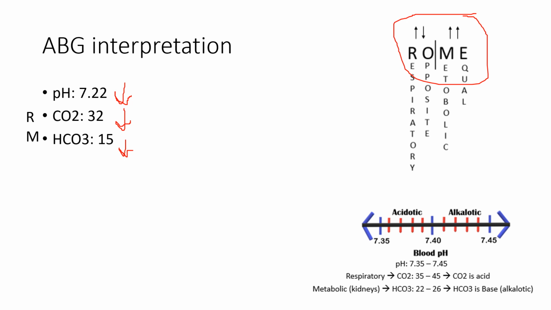And now it's partially compensated because our lungs are working. They are trying to work. That's why this arrow's down, it's low. However, it's only partially compensated because our pH is still out of range. So it's partially compensated metabolic acidosis.